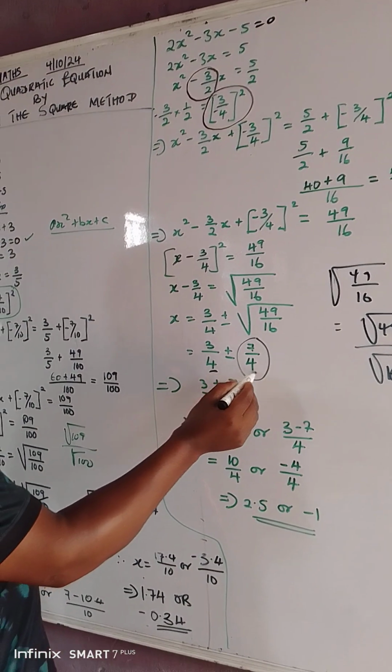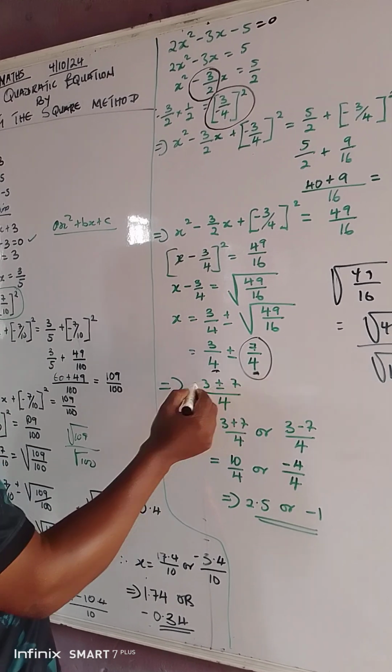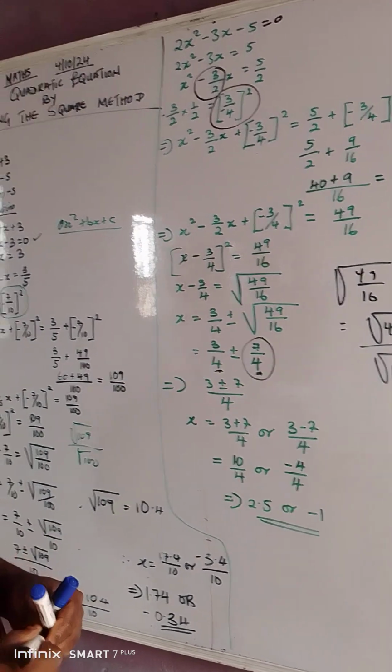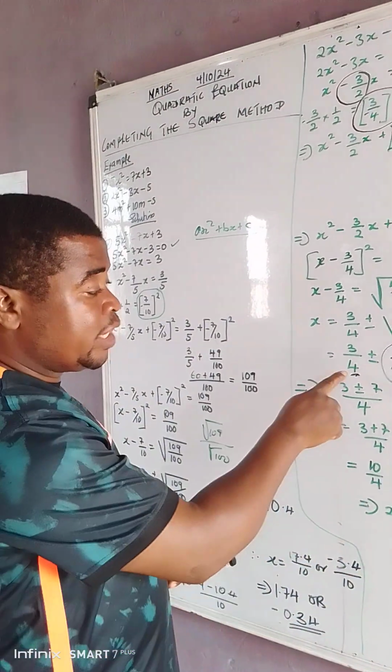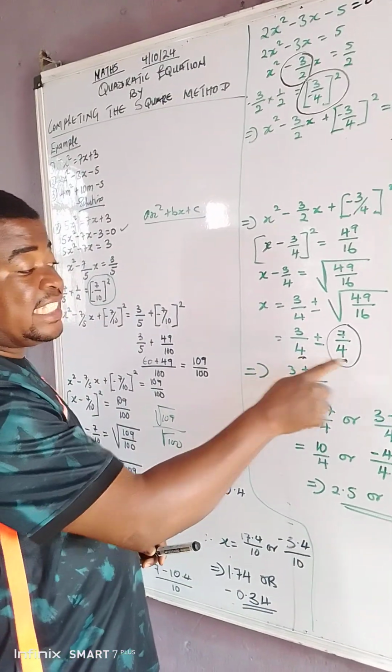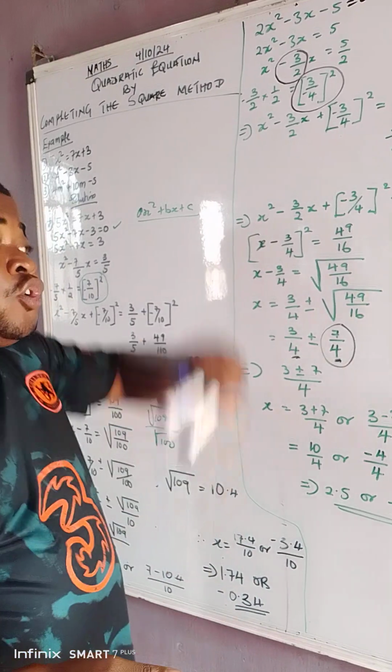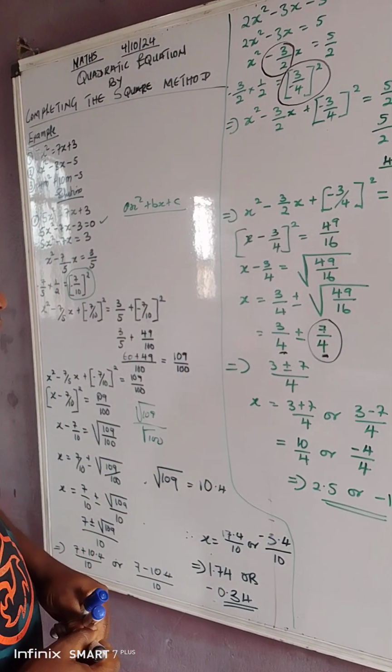Now you discover that their denominators are the same. At this point, you know you are getting it all correct. Because whenever you get to this point and the denominators are not the same, then you are wrong. You have to retrace your steps backward.